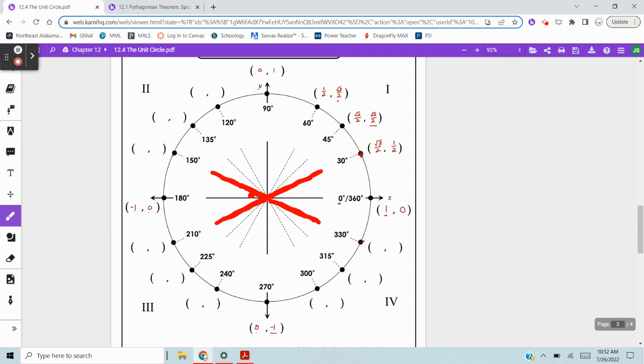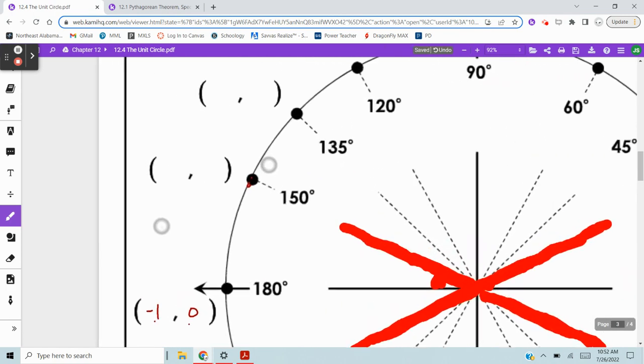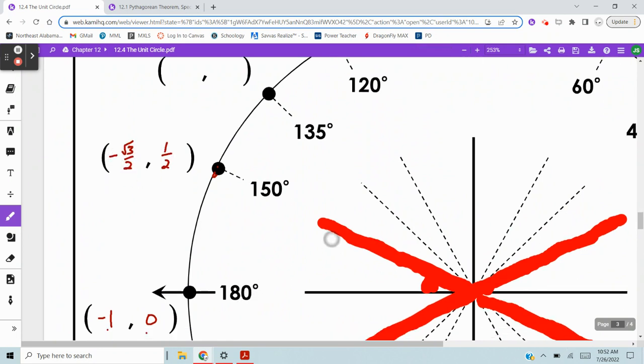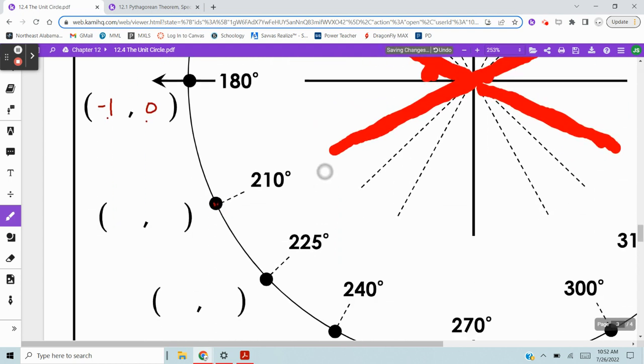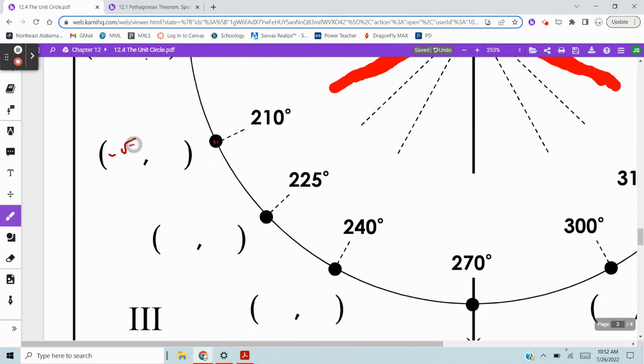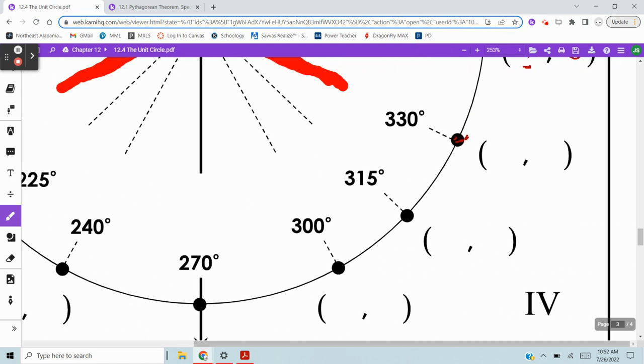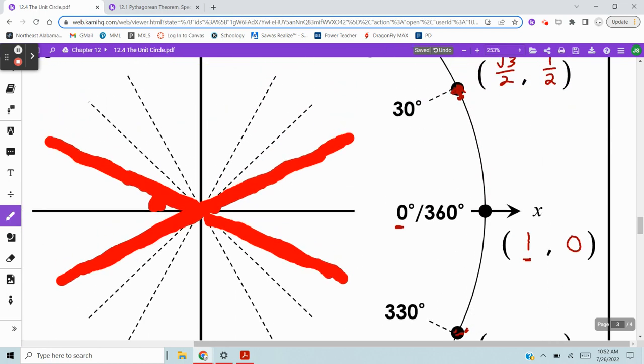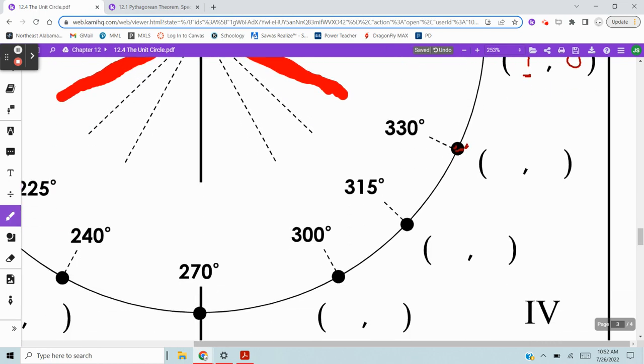So in order to get to this point, if you go right root 3 over 2 and up 1/2, then to get to this point over here at 150, you would go left root 3 over 2 and then up 1/2. To get to this point at 210, you'd go left the exact same amount, root 3 over 2, and then you go down 1/2. Then to get to this point over here at 330, again, you do the same thing you did up here at 30. You went right root 3 over 2, but you would go down, or a -1/2.